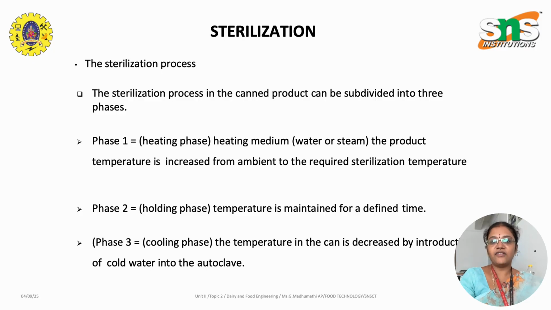In the heating phase, the medium of heat that passes into the sterilizer will be either water or steam, and based on the ambient temperature and the product kept inside, the temperature will start to increase. In phase 2, the holding phase, the temperature that has been reached is maintained for a defined time in order to kill all the spore forming bacteria present in the food product.